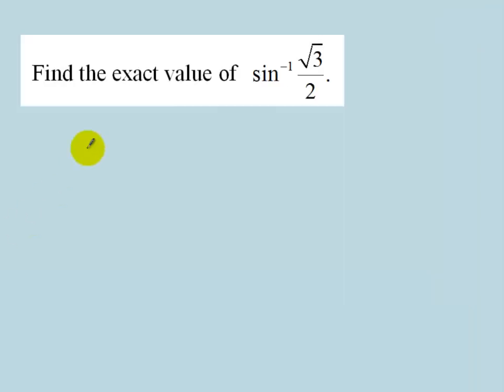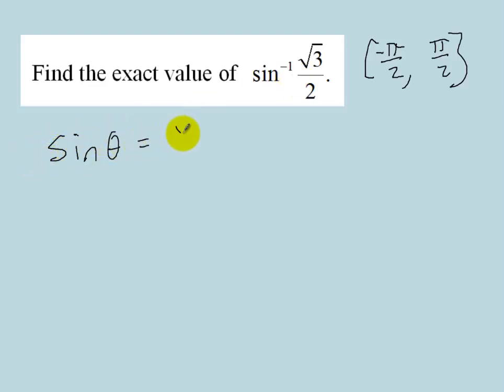So let's find an exact value for sine inverse of √3/2. The key thing here is we have to find a value that's between -π/2 and π/2. When you're trying to find the inverse sine, that's like saying sine of theta equals √3/2, and you're finding that angle theta. We'll do this in radians instead of degrees, but you could do it either way. So we have to find some angle where sine is going to be √3/2.